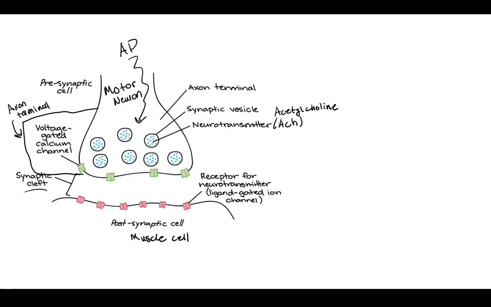What happens here is the action potential reaches the axon terminal, and this depolarization, this positive charge that comes from the action potential, makes this region of the cell more positive. When that happens, it opens voltage-gated calcium channels over here. Once the voltage-gated calcium channels open, calcium rushes into these cells.